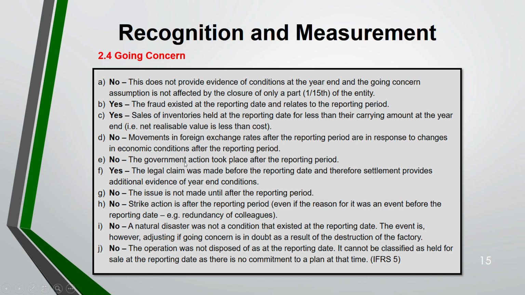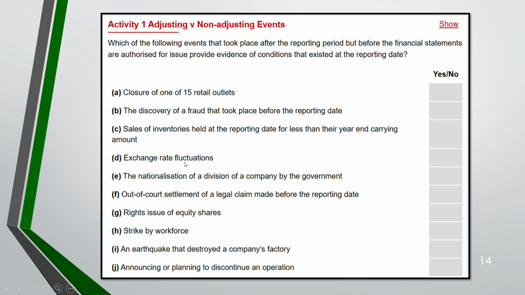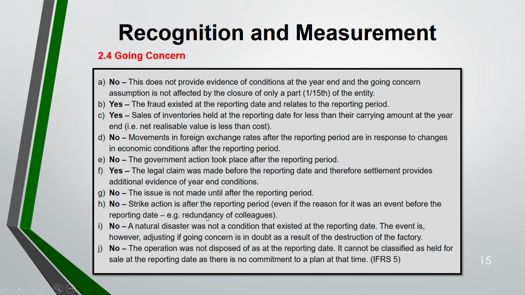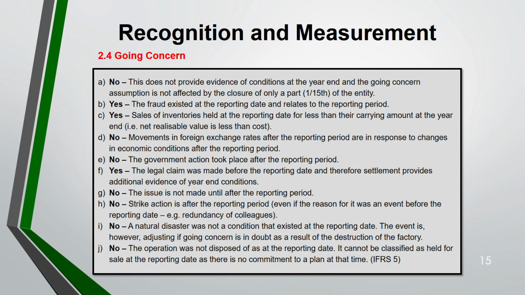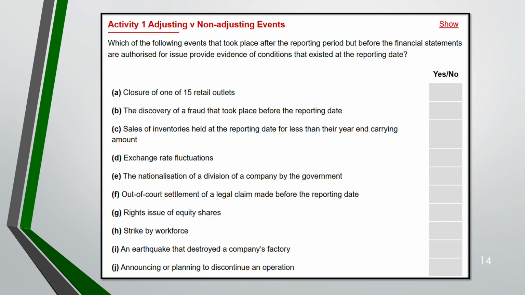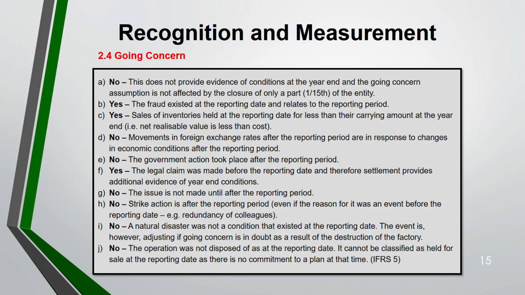Okay. Then rights issue of equity shares, again G is no. H, strike by workforce, no. Strike action is something after the reporting period. Okay. Then earthquake that destroyed the company's factory, it's a no.